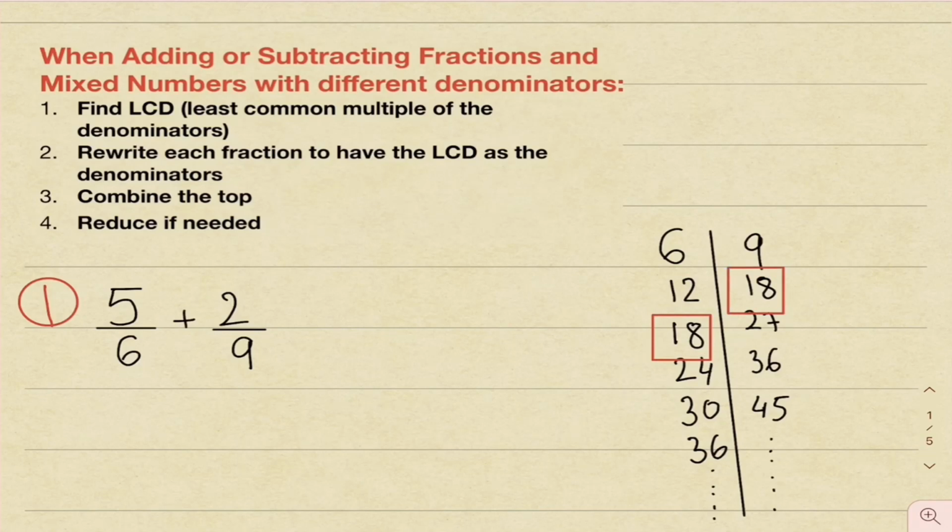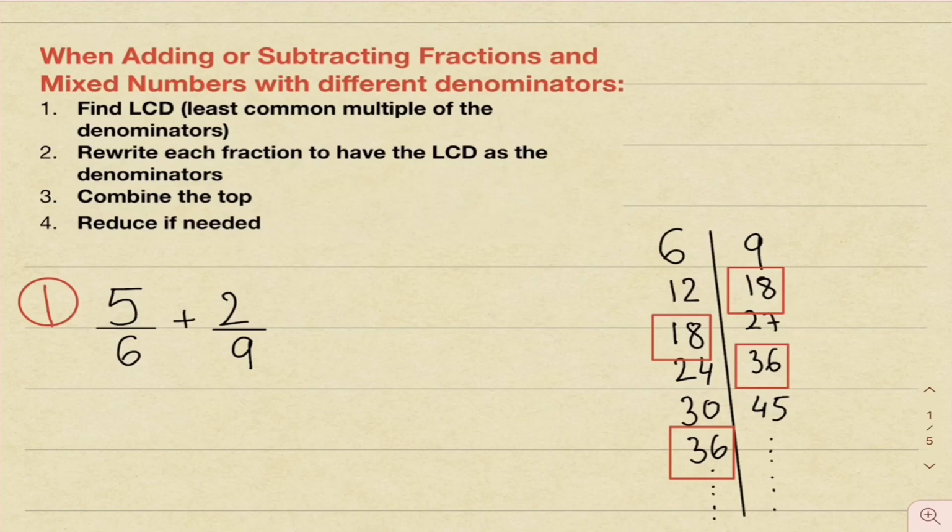But they also have 36, right? So now which one do I choose for my LCD? Do I choose 18 or do I choose 36? If you go back to the steps, it says find the LCD, which means the least common multiple of the denominators. So we have to choose the least common multiple, which in this case is 18.